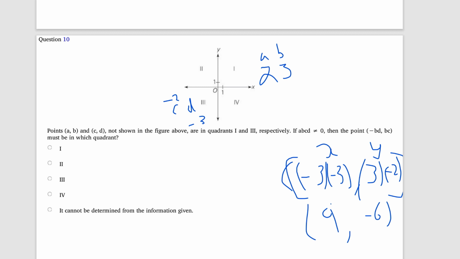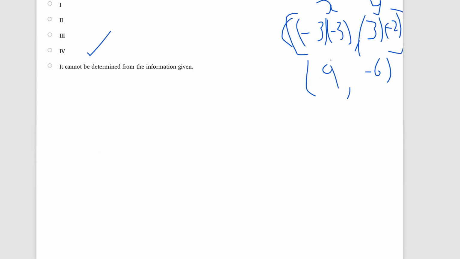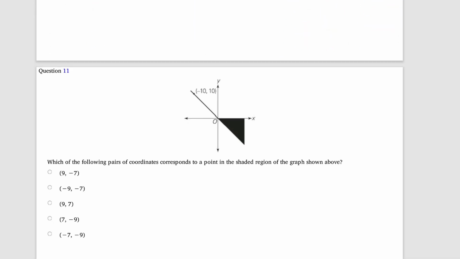And now test yourself. Which quadrant is the coordinate (9, negative 6) going to be in? Well, 9's positive, so starting at the origin, that goes to the right, and minus 6 is negative, so down here. So it's going to be in quadrant 4. Answer D. Awesome. Next one.